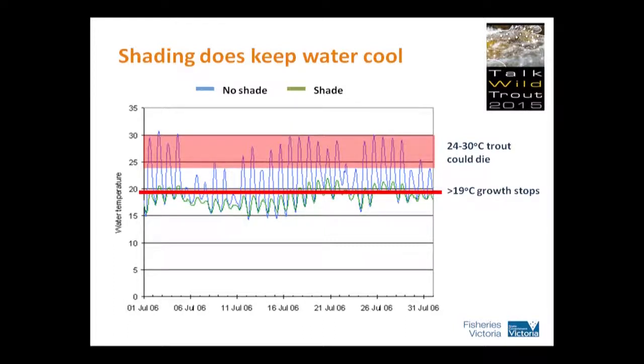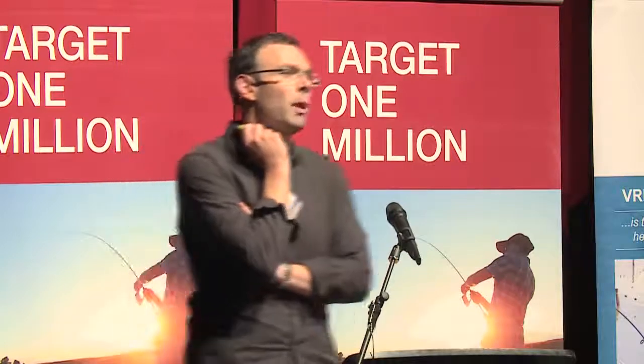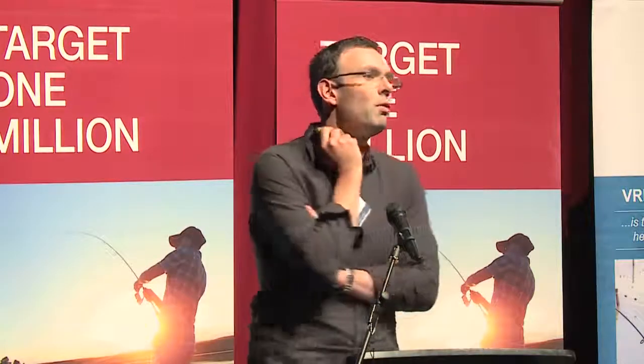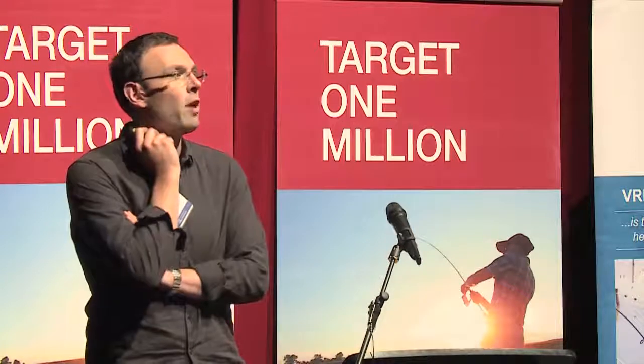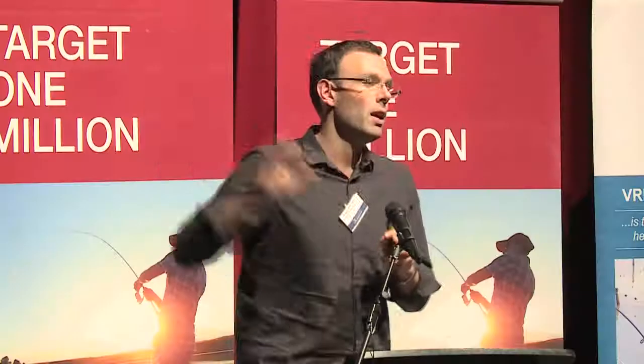So we're seeing that shading keeps the water at a temperature that's cool enough to allow trout to grow and persist. So shading is important. But, and this is a big but, the water temperature that we observe in the pool or a riffle or a run at the bridge when we go fishing is not dependent solely on what the vegetation is at that spot. And the key thing to remember here, especially in trout streams, is that they're generally flowing. The water flows downstream. So what we observe at the point where we are fishing right now is dependent on what's going on in the catchment upstream.